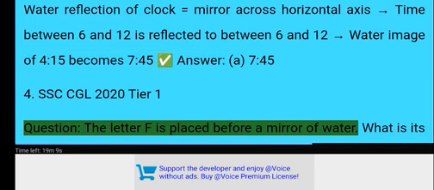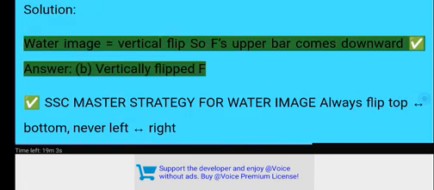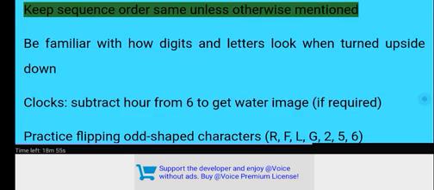4. SSC CGL 2020 Tier 1. Question: The letter F is placed before a mirror of water. What is its water image? A) vertically flipped F, B) horizontally flipped F, C) F remains the same. Solution: Water image equals vertical flip, so the upper bar comes downward. Answer: vertically flipped F. SSC master strategy for water image: always flip top to bottom, never left to right. Keep sequence order the same unless otherwise mentioned.